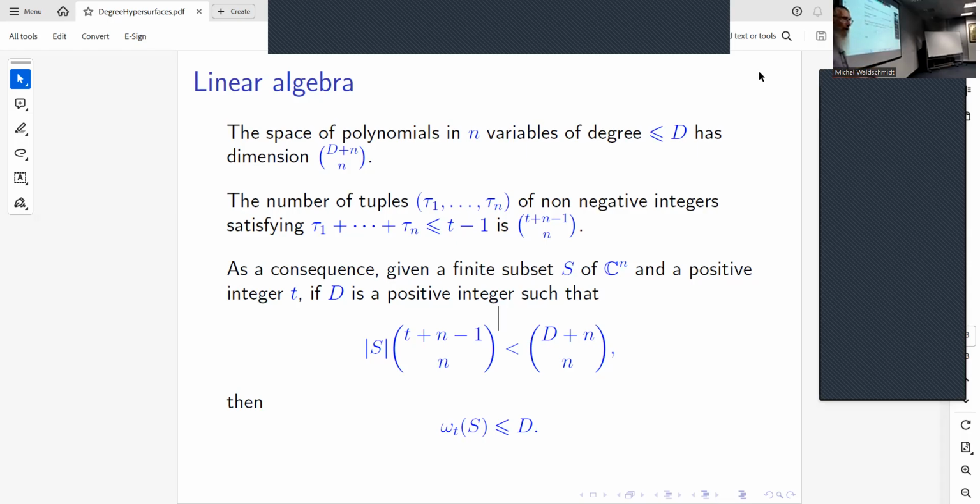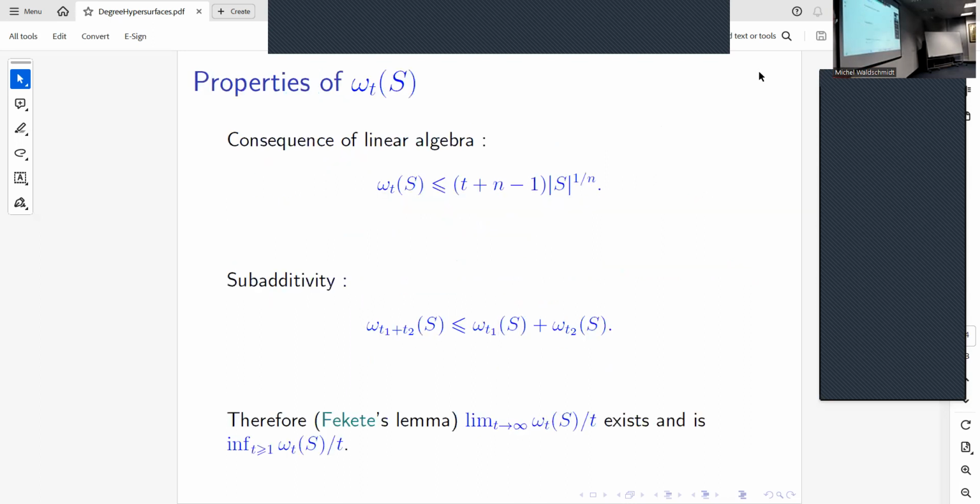So we have an upper bound, and upper bounds are not so good. For example, one of the bounds is omega t less than (t plus n minus 1) times s to the 1 over n. But you see that this upper bound is greater than t times s to the 1 over n. So omega t over t is something which is larger than s to the 1 over n.